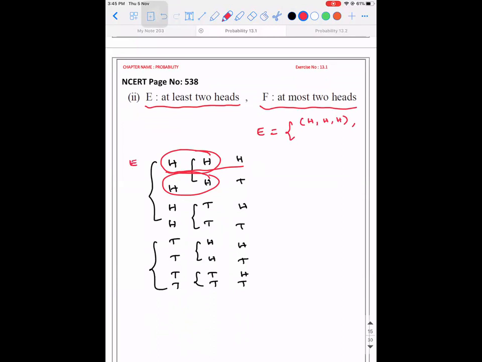Okay, this is E. Third one, T, H, H. Fifth one. That's it, sir. That's also. Right. So event E has 4 elements in it. And F is at most 2 heads. At most means maximum 2 heads.